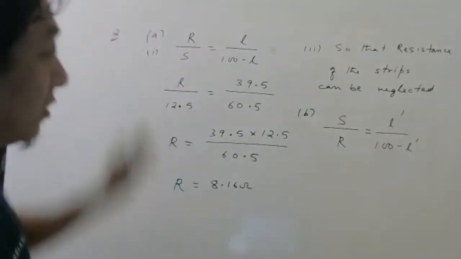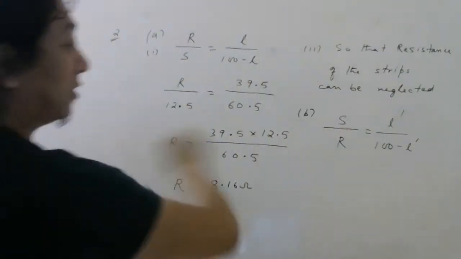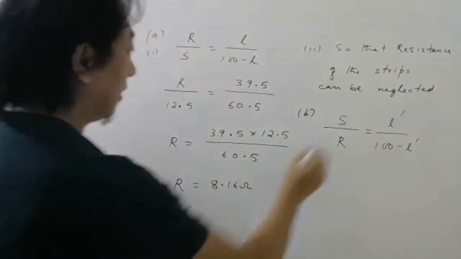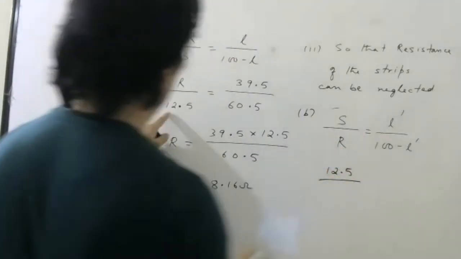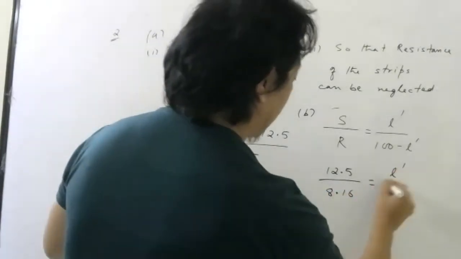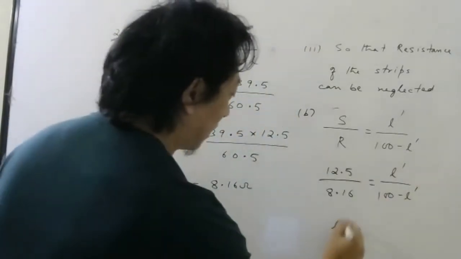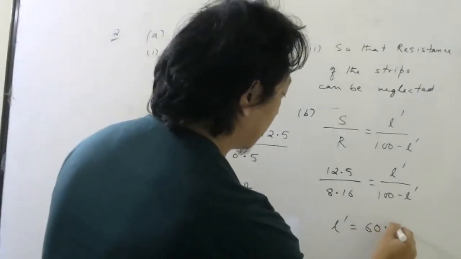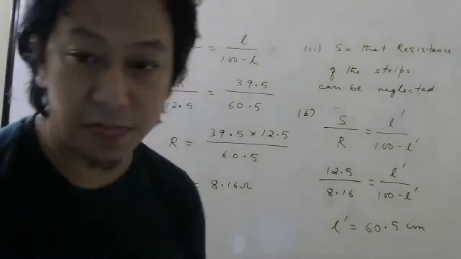So if you interchange R and S, then the left resistor will be S, the right resistor will be R, and this unknown length we have to find. So S is 12.5, R is 8.16. This balance length we have to calculate. Solve yourself, you will get 100% this answer, 60.5 centimeter. Just try to calculate.